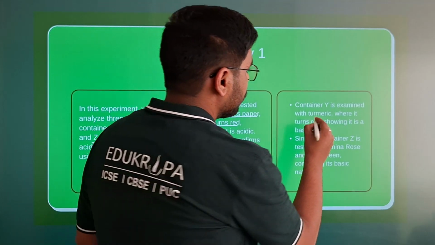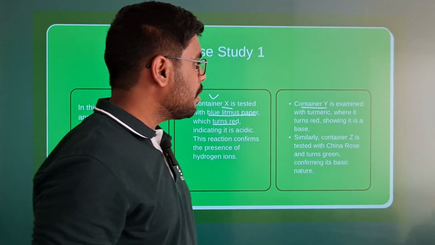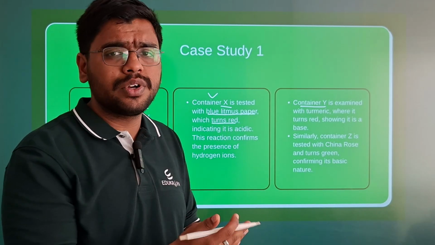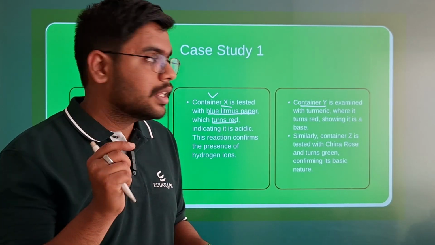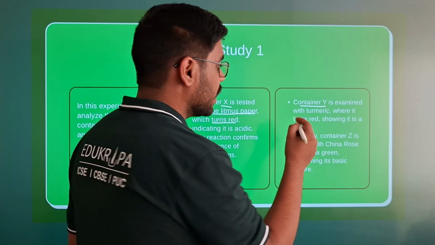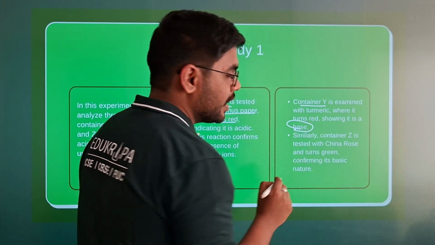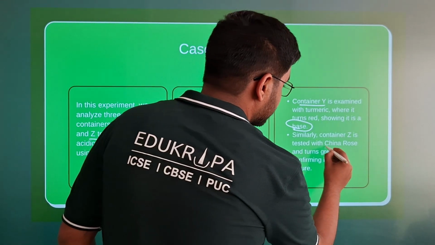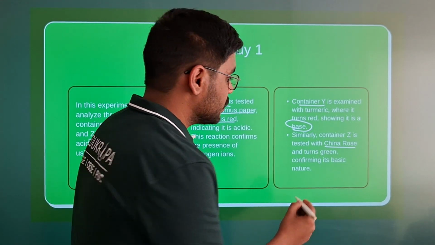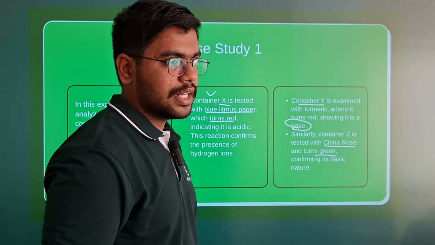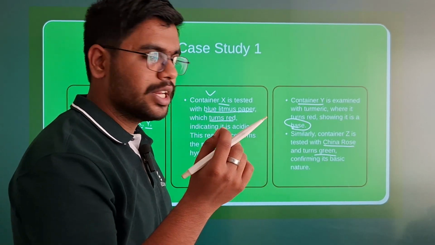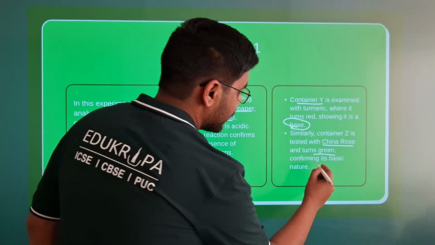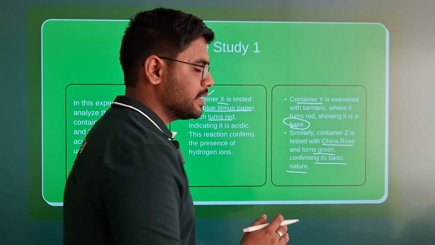Next, container Y, when it is examined with turmeric, turns a slightly reddish or brownish color. What does this indicate? This indicates that the substance in container Y is a basic substance. Similarly, container Z, when tested with China rose, turns green. China rose is usually a petal, which is pink in color. It will turn into green. What does this indicate? This indicates that the substance is of basic nature.